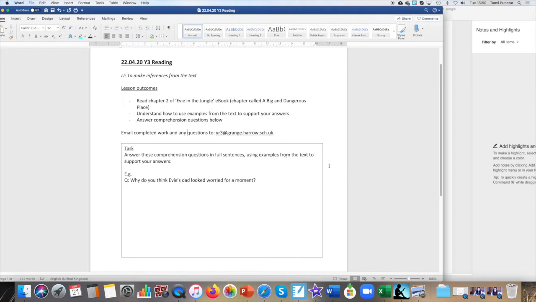At the bottom of the page, you've got a box which has today's task in it. The task says, answer these comprehension questions in full sentences, which is what you should have done yesterday as well. Let's take a look at the question. It says, why do you think Evie's dad looked worried for a moment?